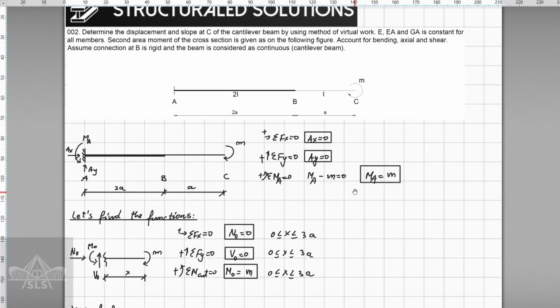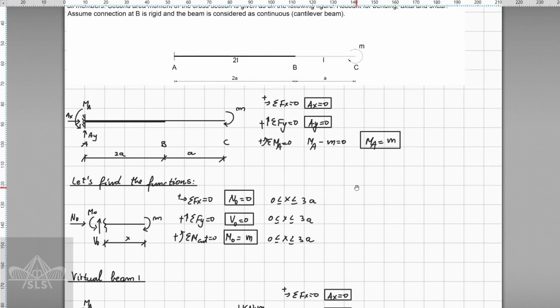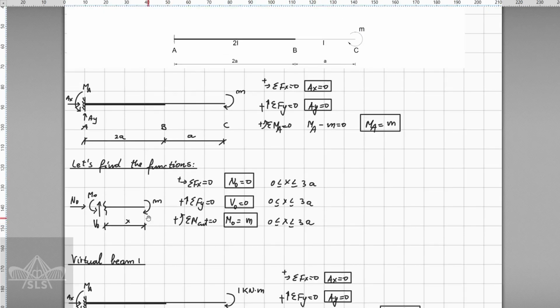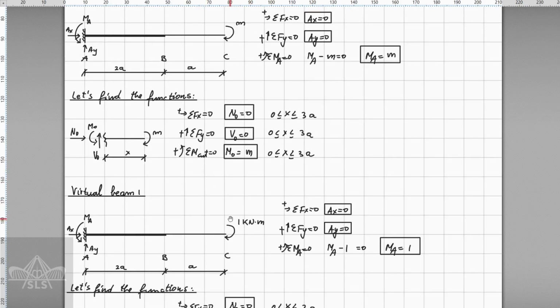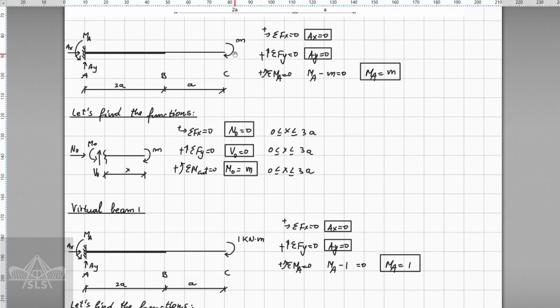Now, the next step to be done is to find the functions on those places where we have discontinuities on the beam, and I decided to continue from the last part. I took the cut section in this direction and determined the bending moment functions according to these boundaries as we see here.